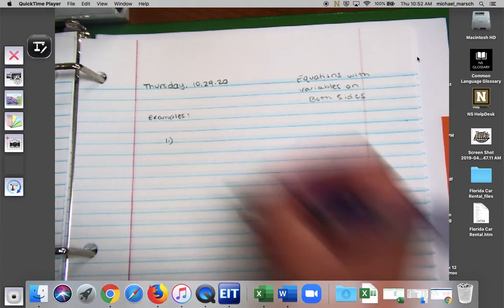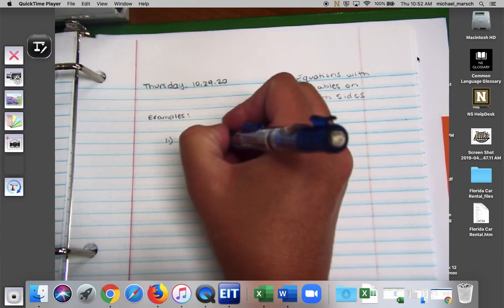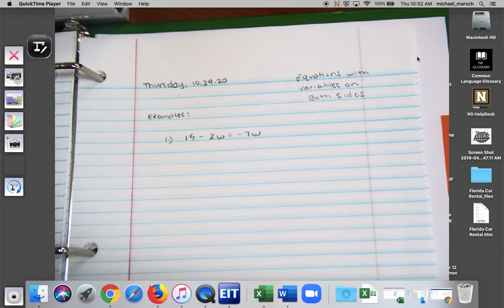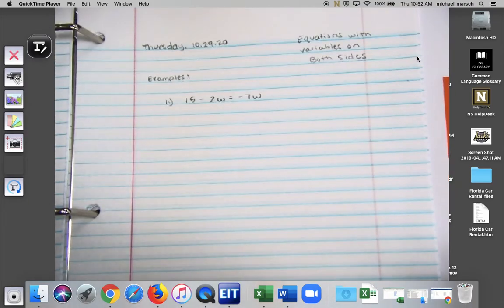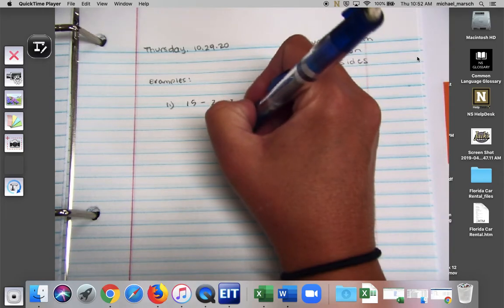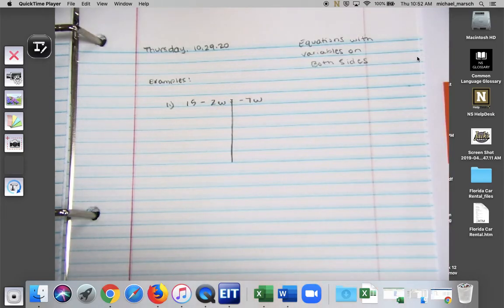I'm going to put up an equation here. And right away you'll notice that it's different because it has variables on both sides of the equal sign. So we're still going to draw our wall of equality because that's our organizational tool.